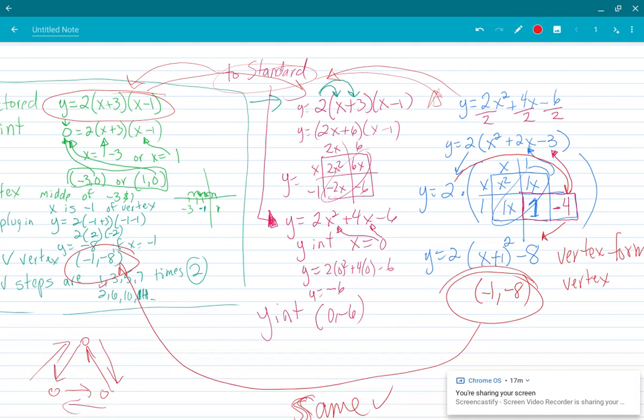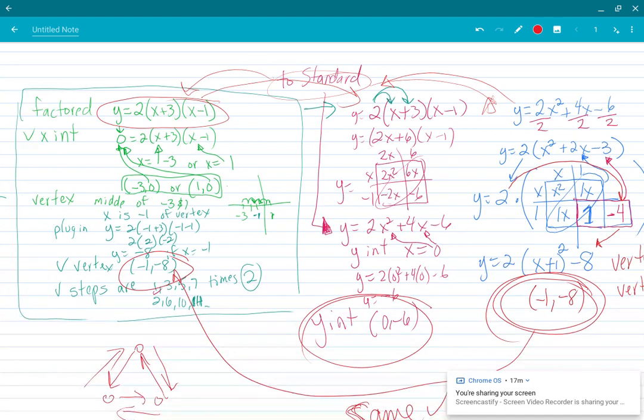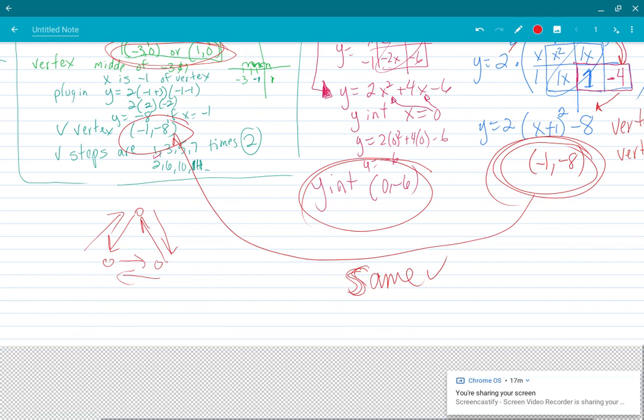Now, vertex, I got the vertex easy. Standard, I got the y-intercept easy. And then on factored, I got the x-intercepts pretty easy. Okay. Now, you could get every answer for every function without converting it. You don't have to convert them to get the answer, but it's usually easier to convert them.